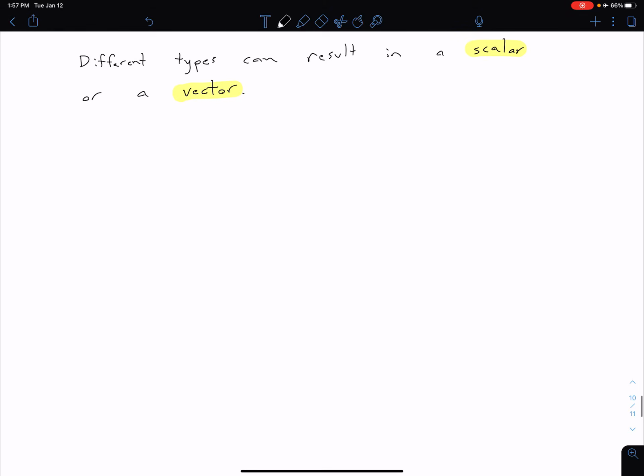So let's go ahead in this video and talk about our first type of vector multiplication, which is something that hopefully you're familiar with, and is called the dot product. You might also hear this referred to as the scalar product. As we're going to see, the result is a scalar, so it falls into this category here.